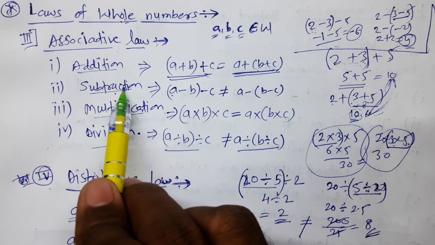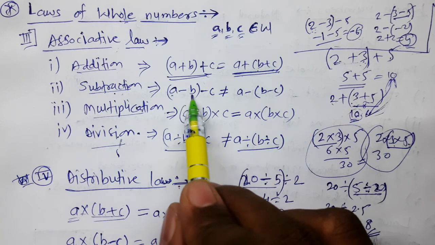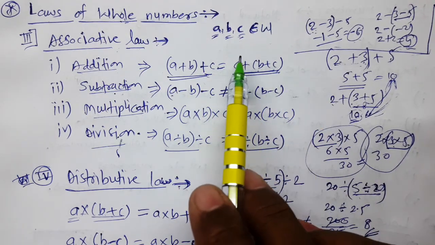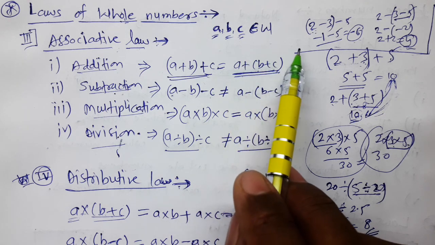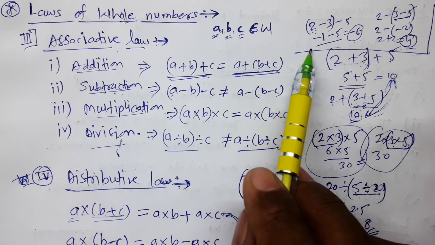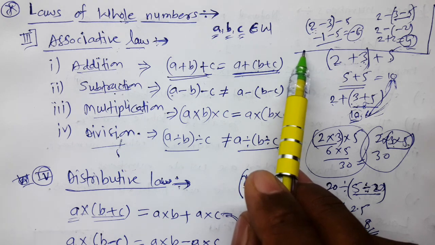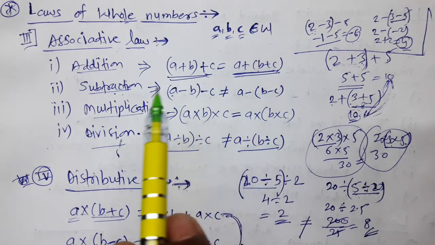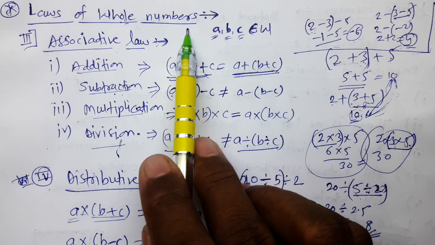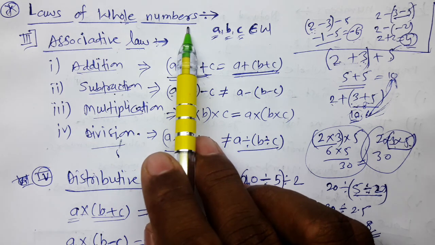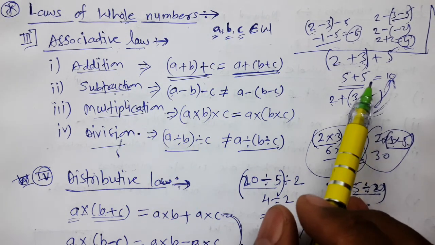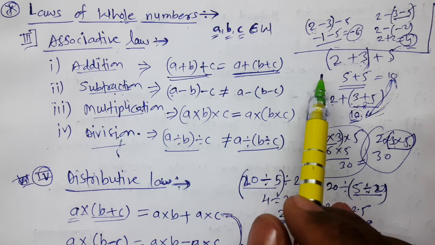Now for subtraction, a minus b minus c. Whenever there is subtraction, the associative law or commutative law does not hold for subtraction. Take any of the whole numbers, it will not hold for whole numbers and natural numbers, because in subtraction we can get negative numbers.